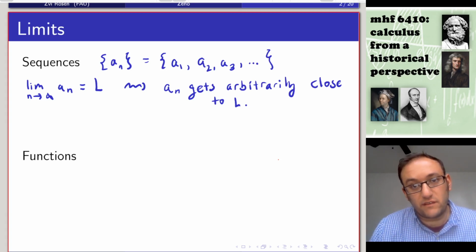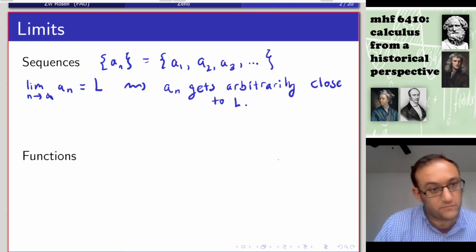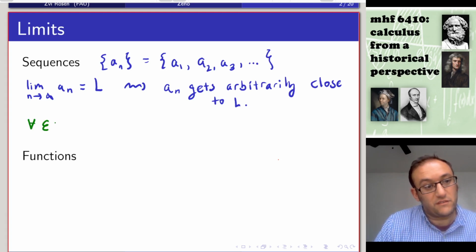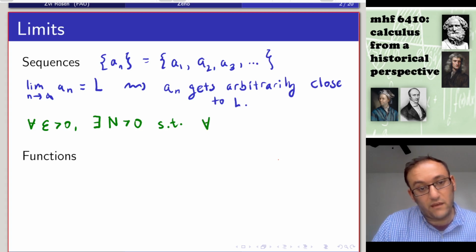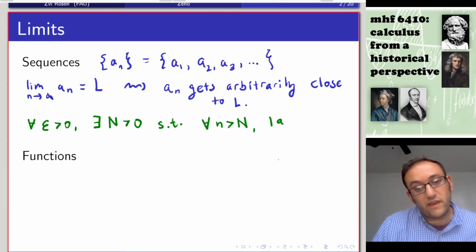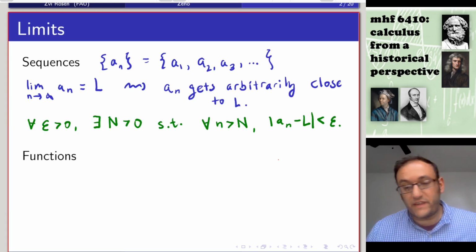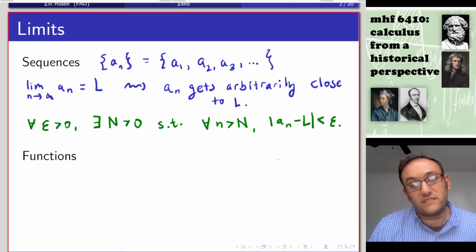And let's give a rigorous formulation of that. So what this means is for any epsilon greater than 0, there exists some large index N such that for any other index past N, the size of a_n minus L will be bounded above by epsilon. Okay, that's what it means for the limit of a_n to be L.